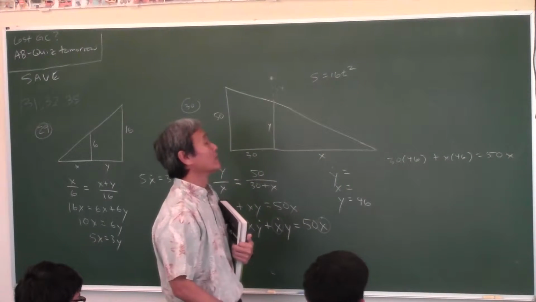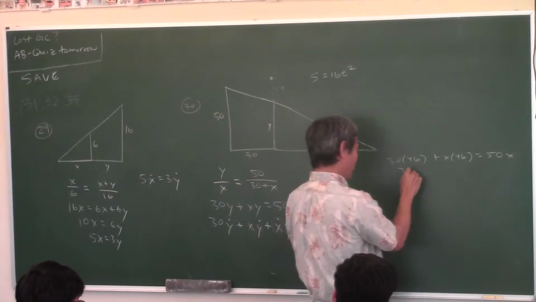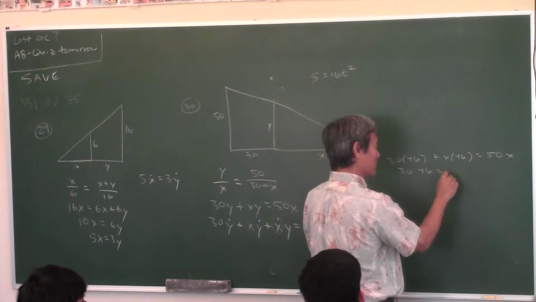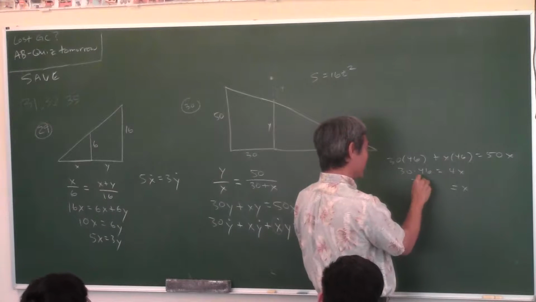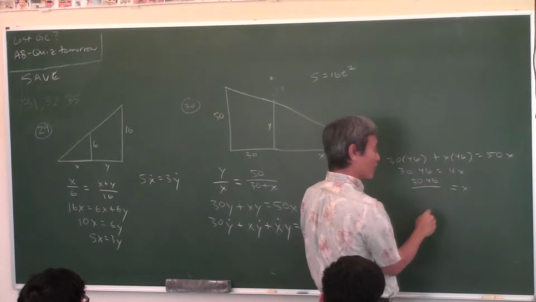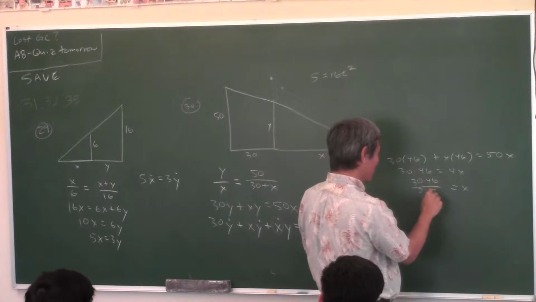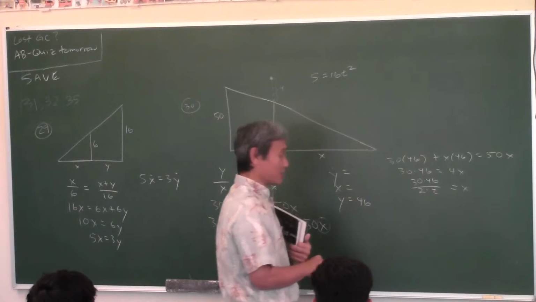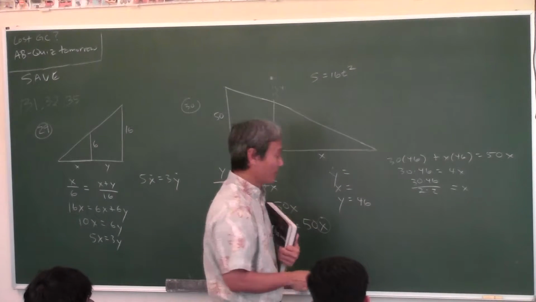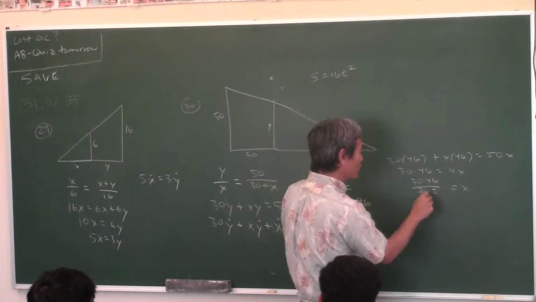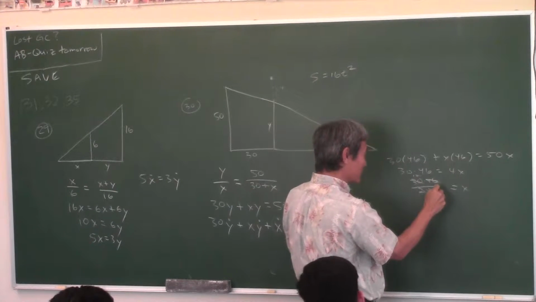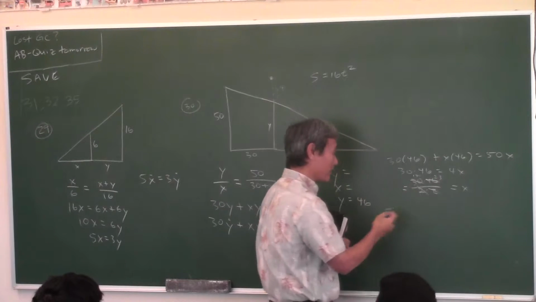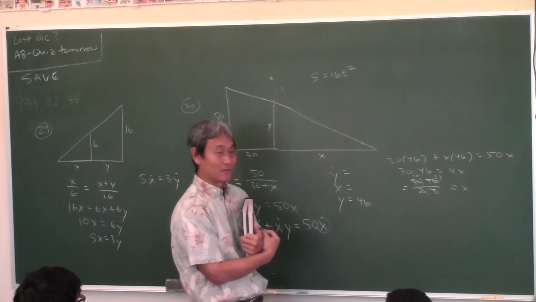In your head, you bet you can. So 30 times 46 is equal to 4x. So therefore, x is equal to 30 times 46 all over 4, which is 2 times 2. Do you see what I'm doing? No. Because you can't use a calculator, you know. 2 goes into 30, 15. 2 goes into 46, 23. So all you have to do is multiply 15 times 23.